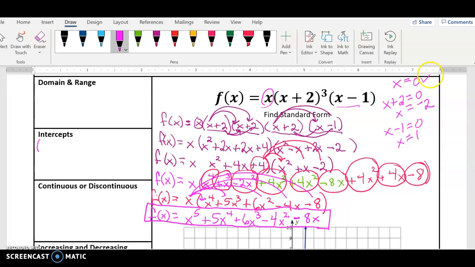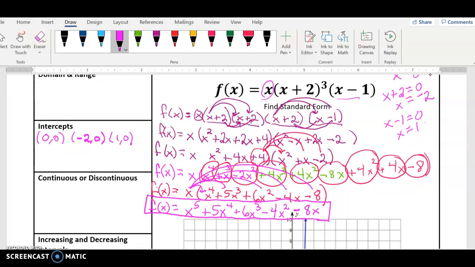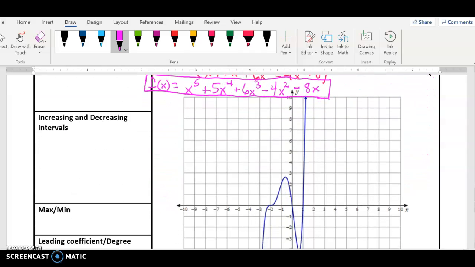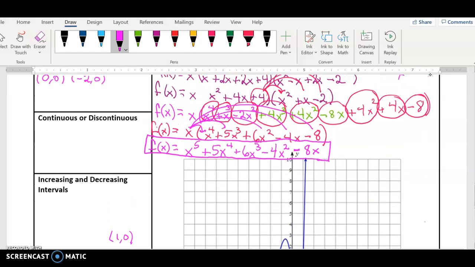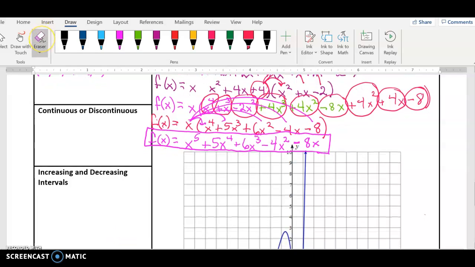So I know my x-intercepts. I'll have an x-intercept at (0, 0). I'll have an x-intercept at (-2, 0). And I'll have an x-intercept at (1, 0). Those are x-intercepts. If I peek at my graph, there they are: (-2, 0), (0, 0), and (1, 0). This little guy just wants to float around.